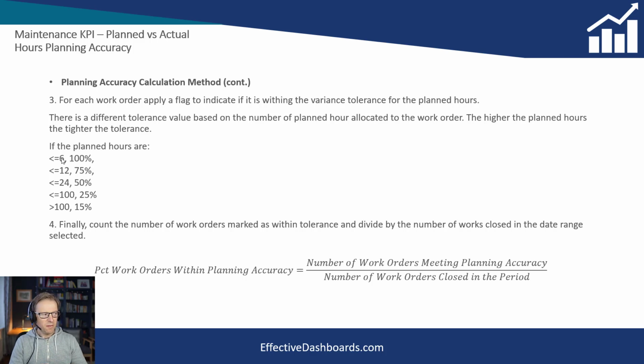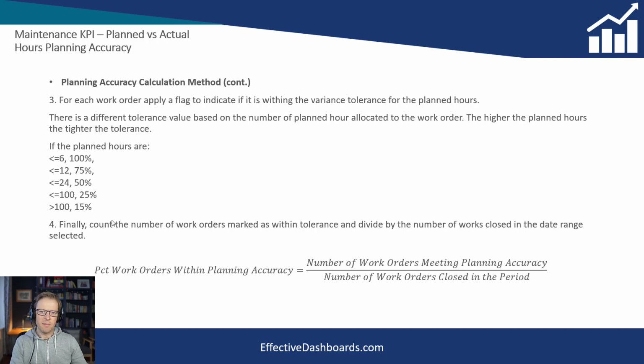If it's 12 hours, we've got a 75% tolerance. 24 hours is a 50% tolerance. Less than or equal to 100 is 25%, so that's going to be 125 or 75. And then as we get over the 100, we want a 15% tolerance because the impact becomes greater. So we want the tolerance for the planning accuracy to be tighter as the number of hours increase. Okay, this one here, maybe you want to play about with these figures like I said before.